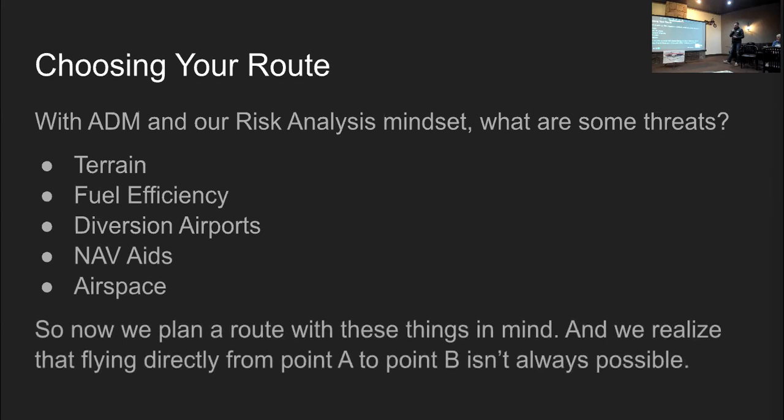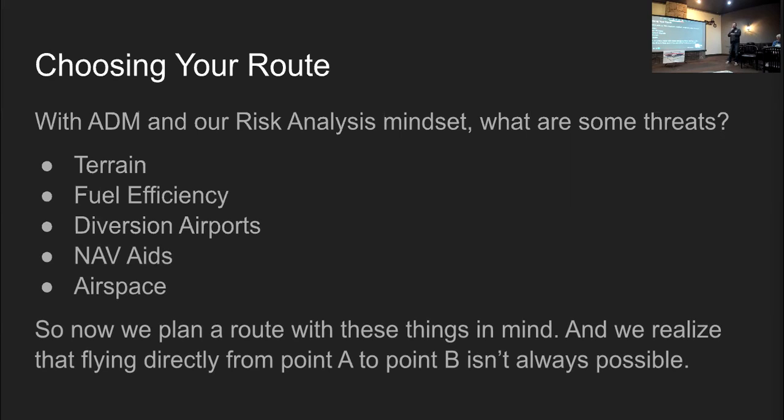So now we plan a route with these things in mind, and we realize that flying directly from point A to point B isn't always possible. So again, that's when we come back to our risk analysis sheet that we started out with. We've identified threats, and we kind of have a plan to mitigate those.